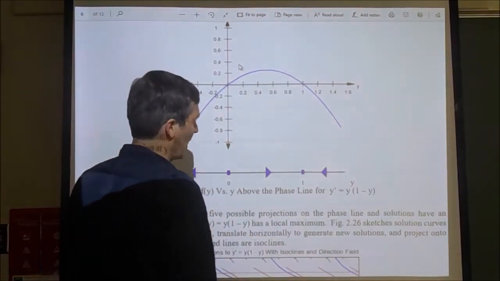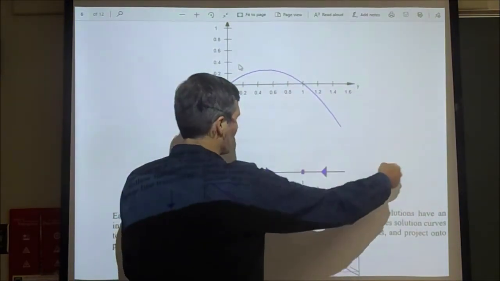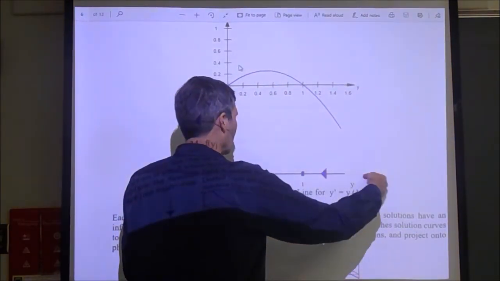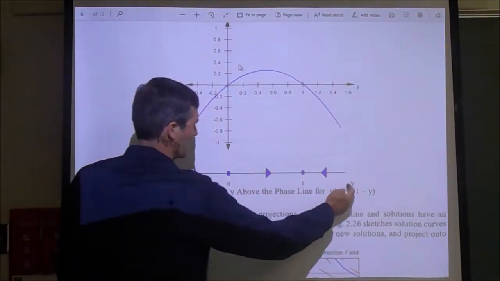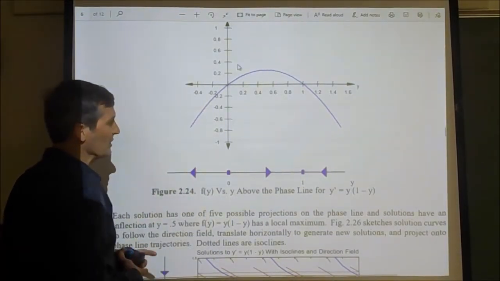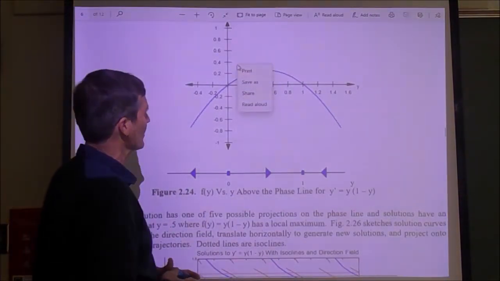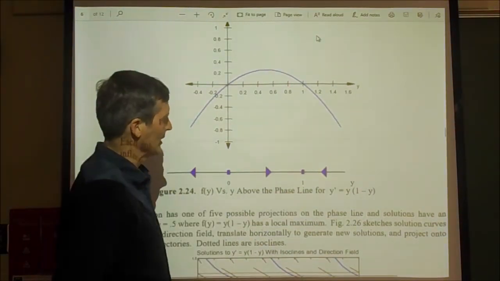Then you say, well, if y is greater than 1, then this is positive and this is negative. And so y prime is negative, solutions move in this direction, towards less positive y values. And similarly, when y is less than 0, you get negative times positive, and so solutions move in this direction. So this is the phase line. It just shows the direction that solutions move relative to the critical points.